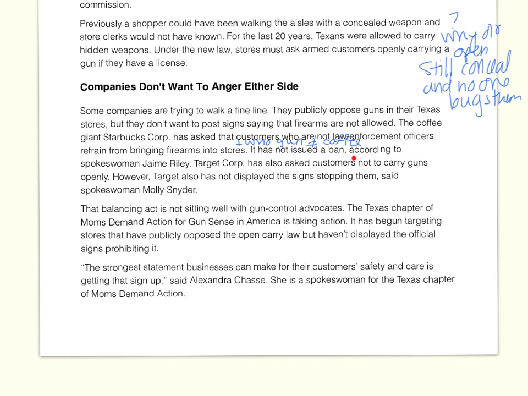It has not issued a ban, according to the spokesman Jamie Riley. Target Corporation has asked customers not to carry guns openly. However, Target had also not displayed the signs stopping them, said spokesman Molly Snyder.